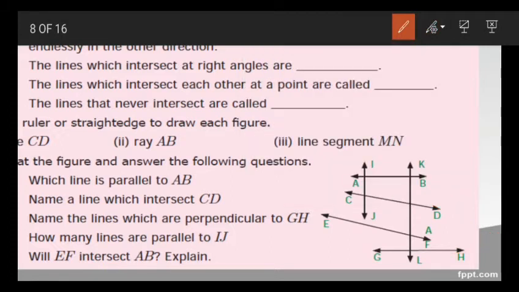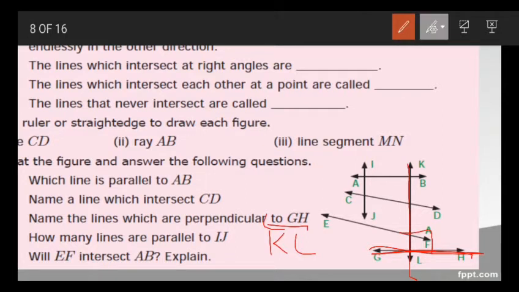Okay, now name the lines which are perpendicular to GH. So we have to name the line which is perpendicular to GH. Perpendicular means the lines will intersect at right angle. So only this line will make right angle with GH. So the line which is perpendicular to GH is KL.